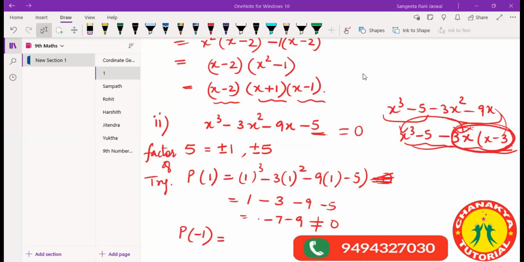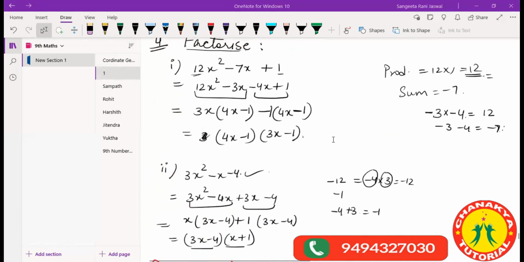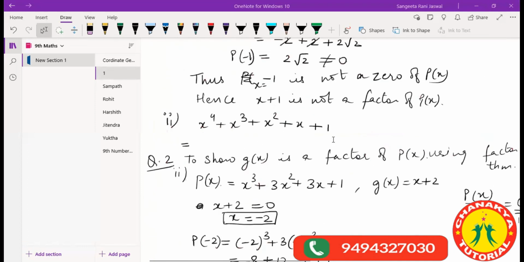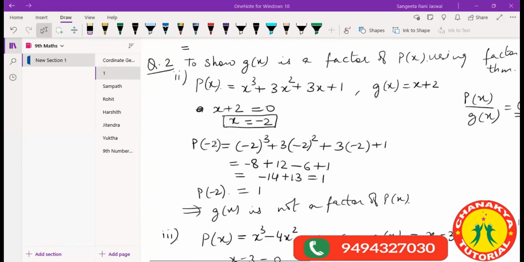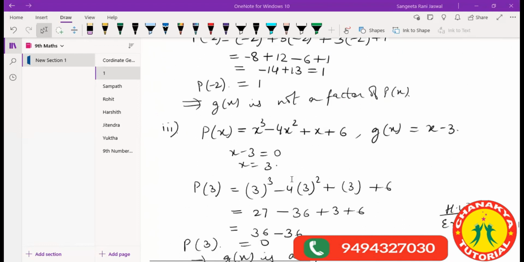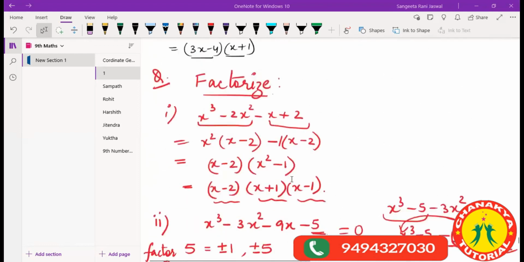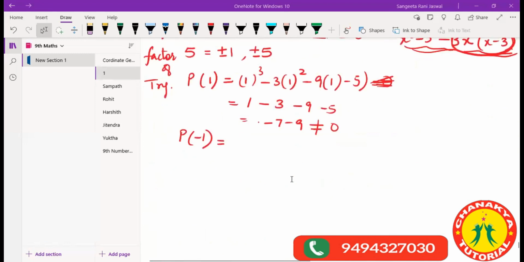Now see, as we were doing in our previous questions, to find the zero, we were putting one value for x and checking whether the value of the equation becomes equal to 0 or not. If it became 0, that means it is a solution of the equation. This is what we were doing. So same thing we are doing here. I took one of the factors of 5 and kept it in place of x.